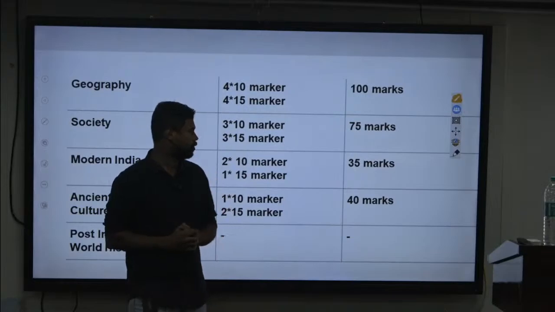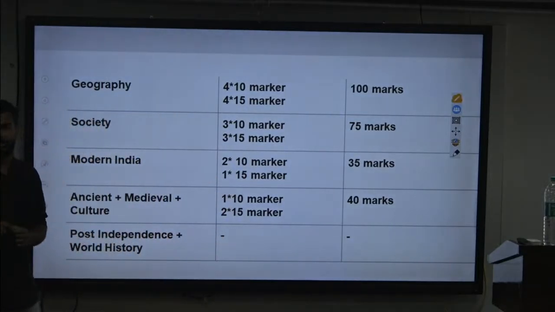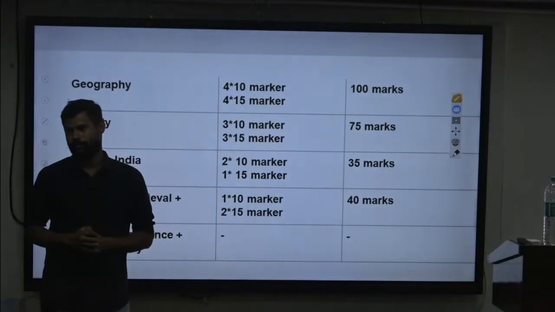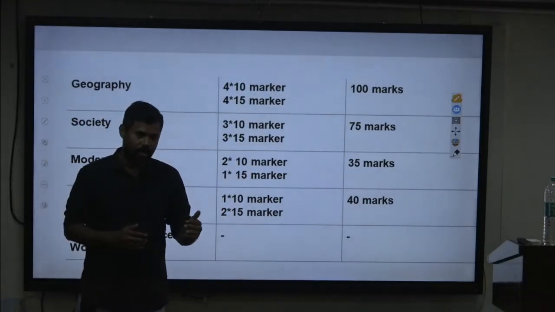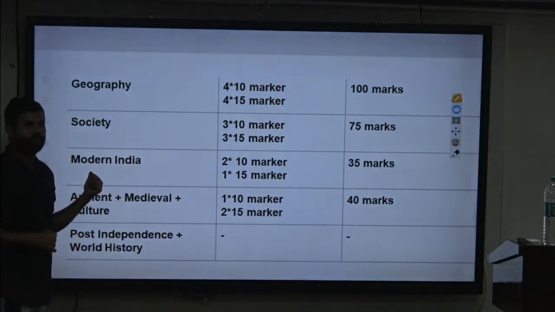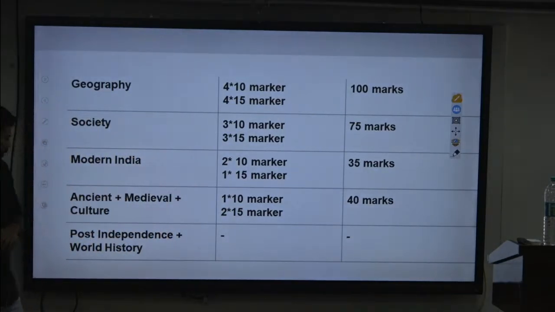Okay. So this is the marking pattern. The next pattern is where you create the differential, where you write extra and get extra marks compared to others, and that is modern India and ancient and medieval.